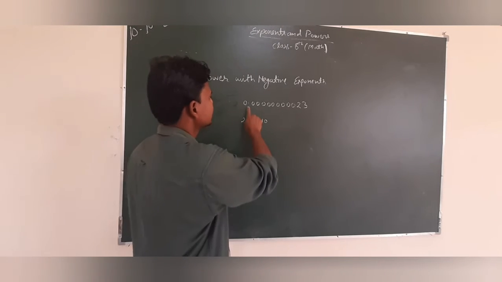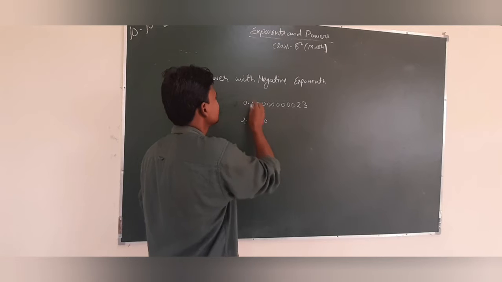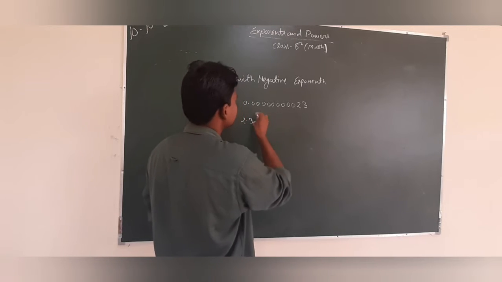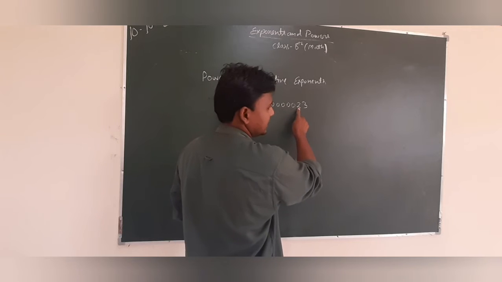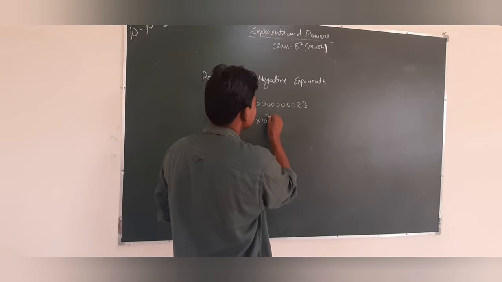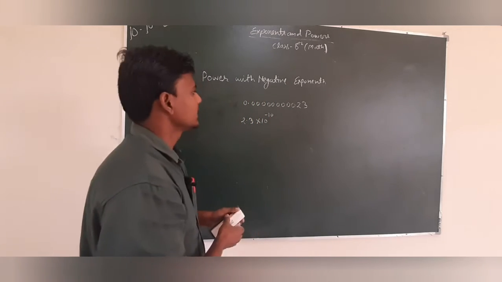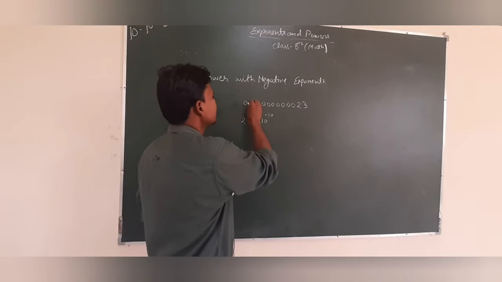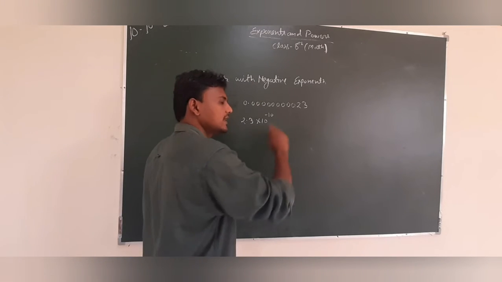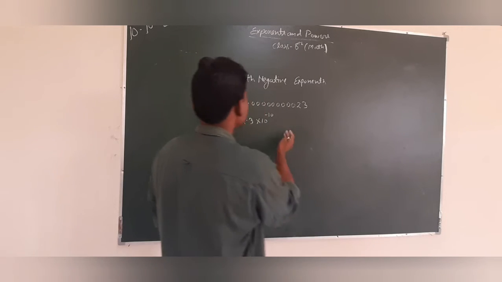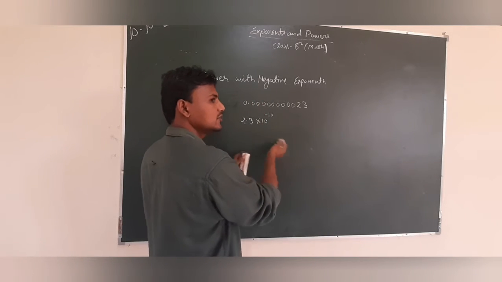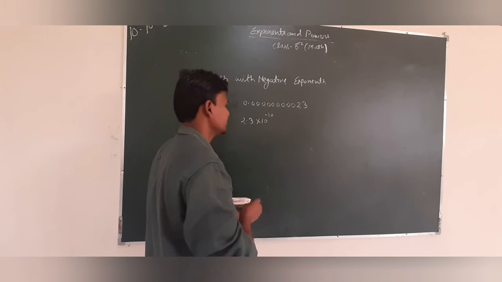How many places do we go towards the right side? 1 2 3 4 5 6 7 8 9 10. That means 10 to the power minus 10. If we put the decimal towards the right side, the power will be negative. If we put the decimal towards the left side, or shift the decimal to the left side, the power will be positive.